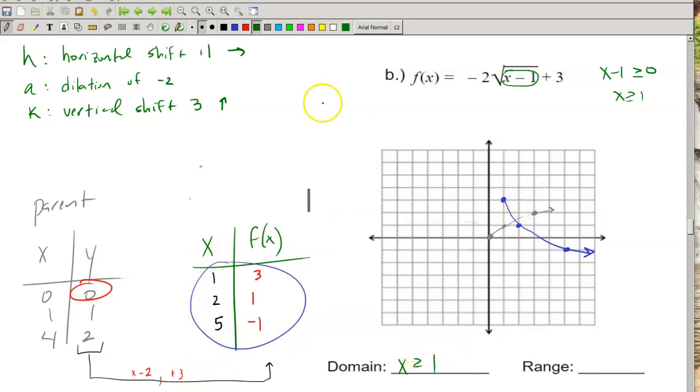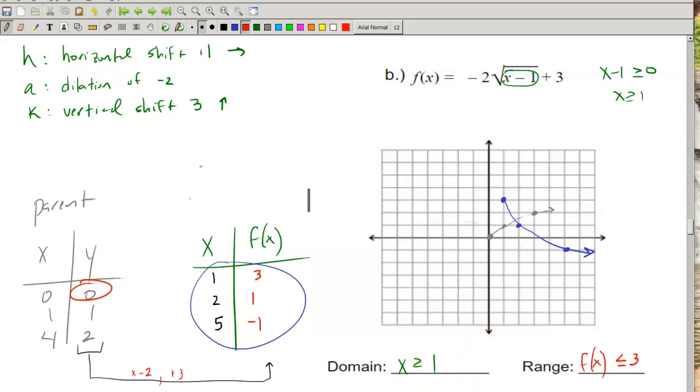The range is which y values we're graphing. So the range in this case is f of x, and the y values are decreasing. You can see this blue line is going down, so the range is going to be less than or equal to, and the highest y value that we have, or where we started, was at 3. In other words, the k value. So my f of x is less than or equal to 3 for my range.